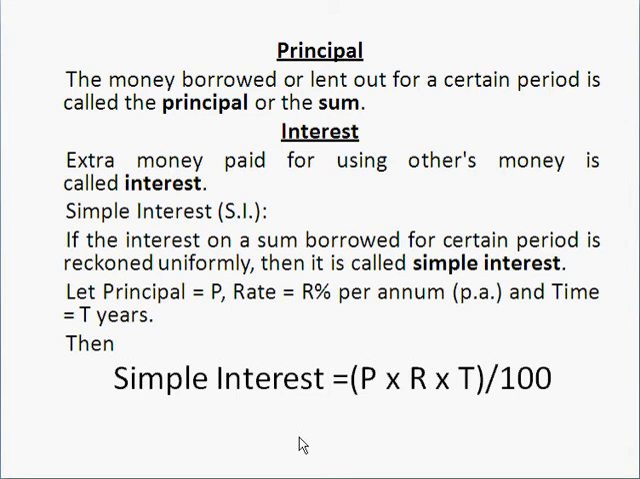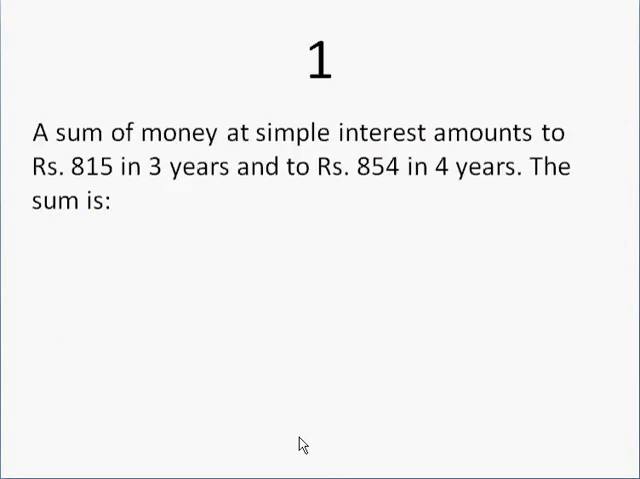Pay attention. A sum of money at simple interest amounts to rupees 815 in 3 years and to rupees 854 in 4 years. The sum is? Now, one more thing. Simple interest remains the same every year. It doesn't change because you have seen the formula, PRT upon 100. It does not have any raised to power n or any squared term, nothing. So it will remain the same every year.